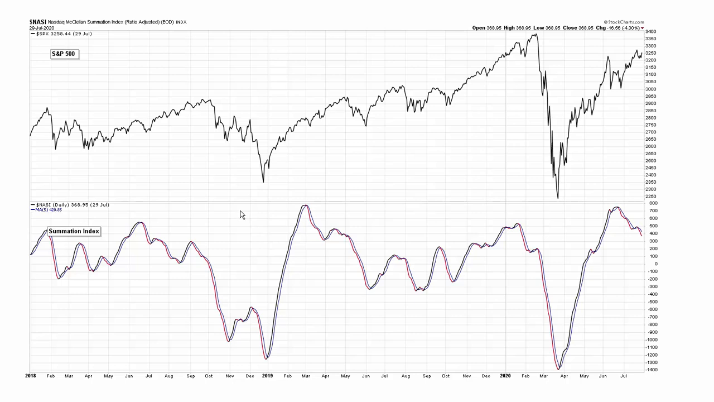Summation index, Nasdaq summation index. Higher high, lower high. Big sell-off. Higher high, and then lower high there, big sell-off. Higher high here, lower high there, higher high here, lower high there. You tend not to get a whole lot of downside movement just simply because the indicator rolls over.